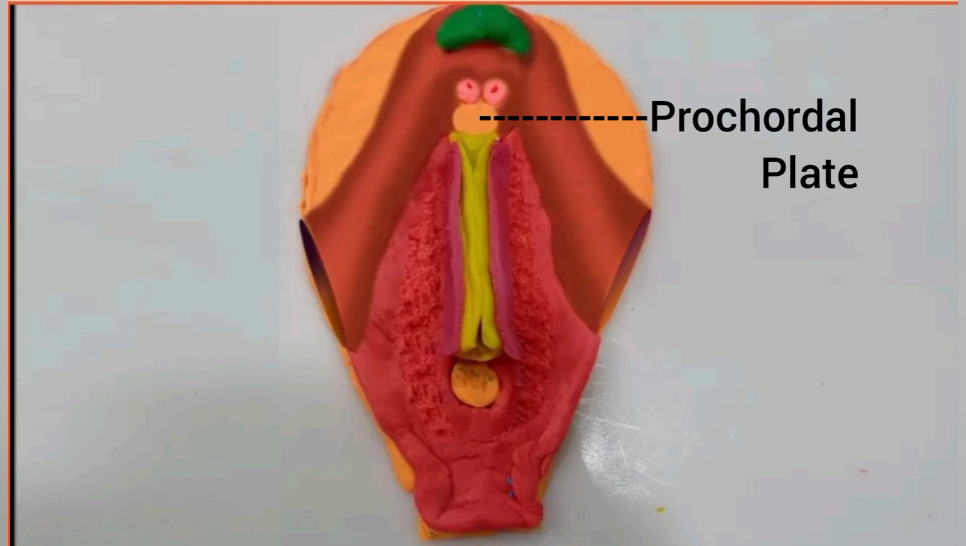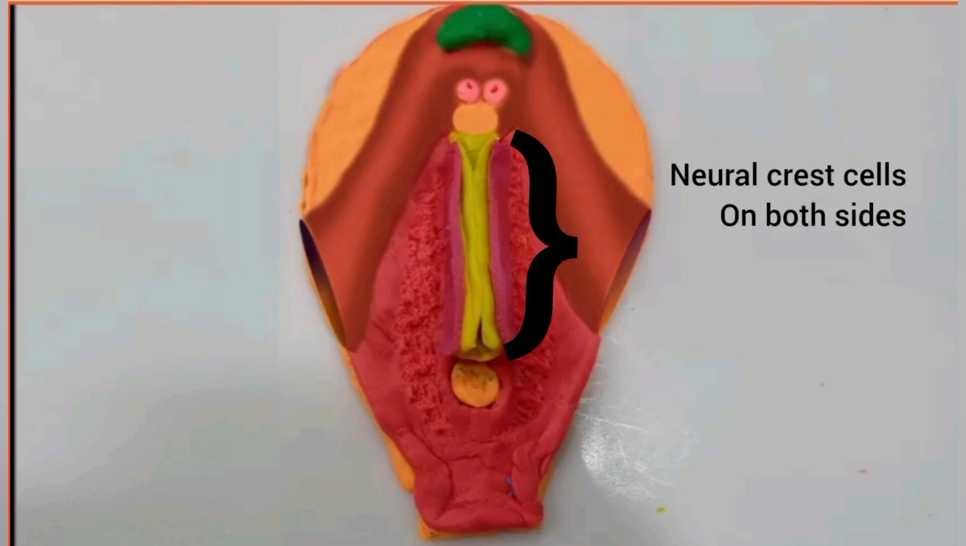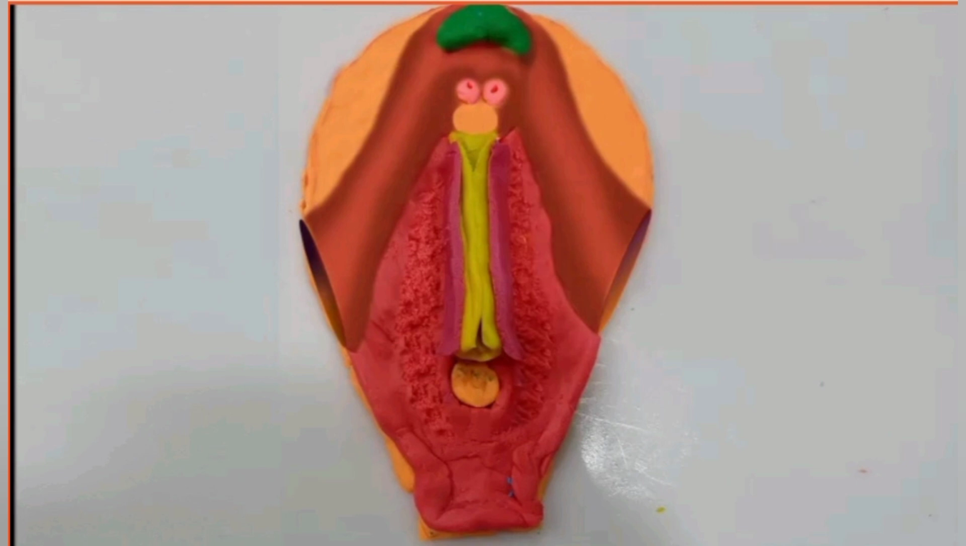This is the procaudal plate, that is the cloacal plate, and that is the neural crest cells on both sides, a layer beside the neural tube. The yellow color is a neural tube. So this was, in a nutshell, all about the process of gastrulation.